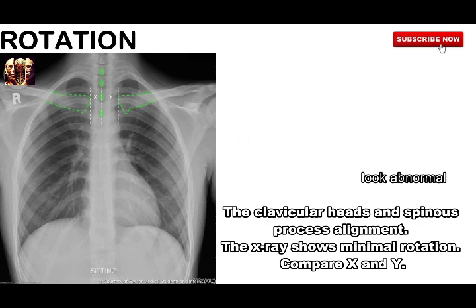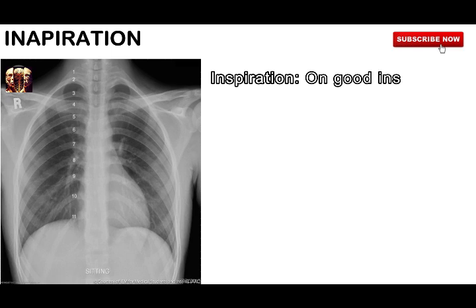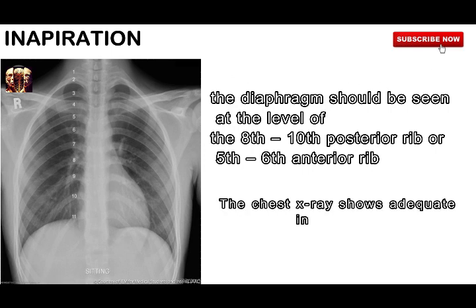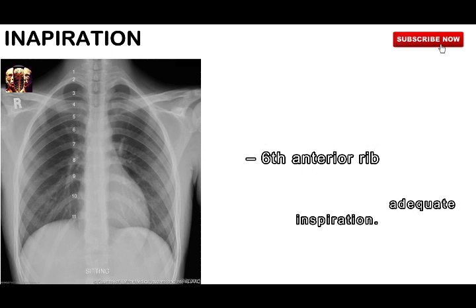Inspiration: on good inspiration, the diaphragm should be seen at the level of the 8th-10th posterior rib or 5th-6th anterior rib. The chest X-ray shows adequate inspiration.